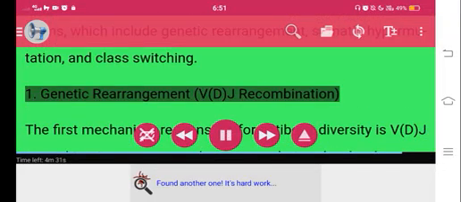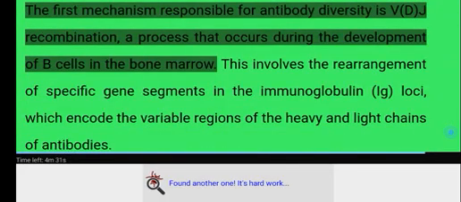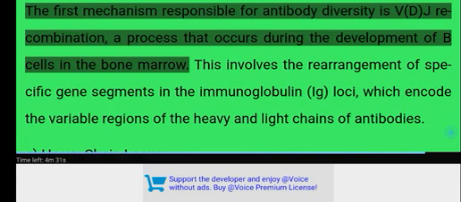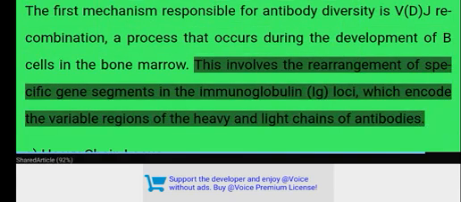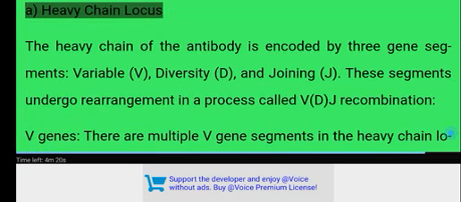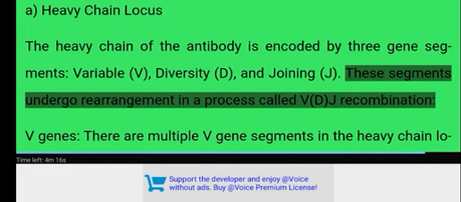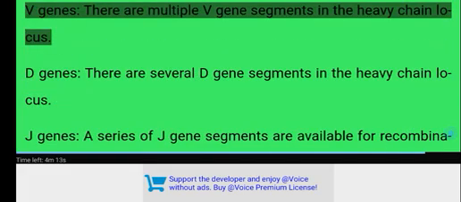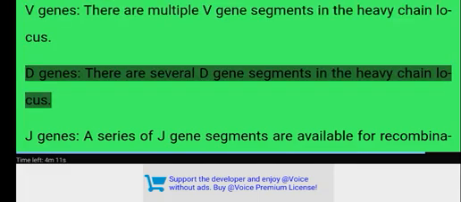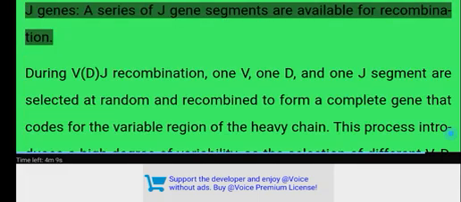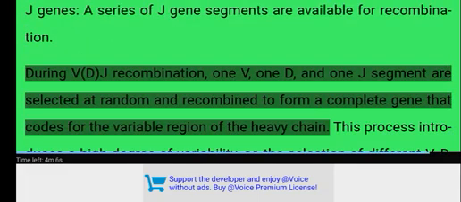1. Genetic rearrangement (VDJ) recombination. The first mechanism responsible for antibody diversity is VDJ recombination, a process that occurs during the development of B cells in the bone marrow. This involves the rearrangement of specific gene segments in the immunoglobulin Ig loci, which encode the variable regions of the heavy and light chains of antibodies. A. Heavy chain locus. The heavy chain of the antibody is encoded by 3 gene segments: variable V, diversity D, and joining J. These segments undergo rearrangement in a process called VDJ recombination. V genes. There are multiple V gene segments in the heavy chain locus. D genes. There are several D gene segments in the heavy chain locus. J genes. A series of J gene segments are available for recombination.